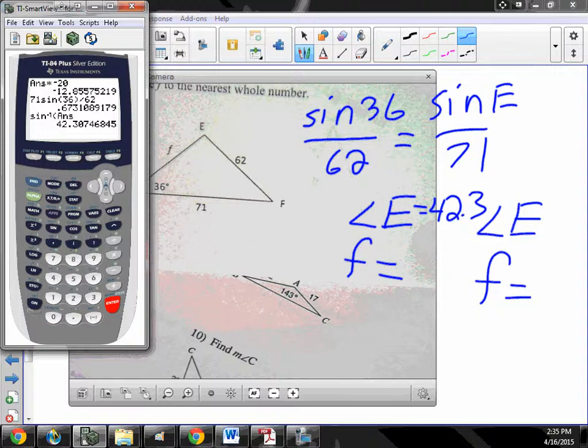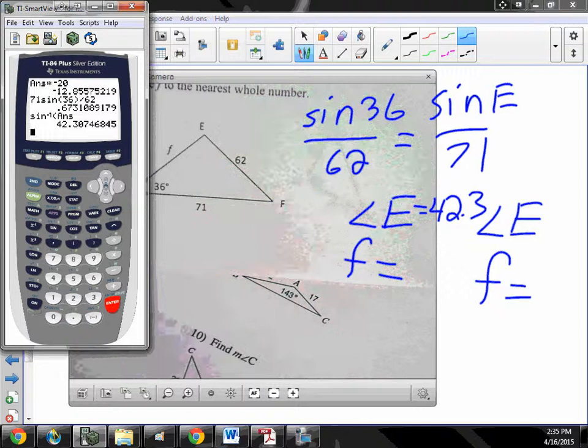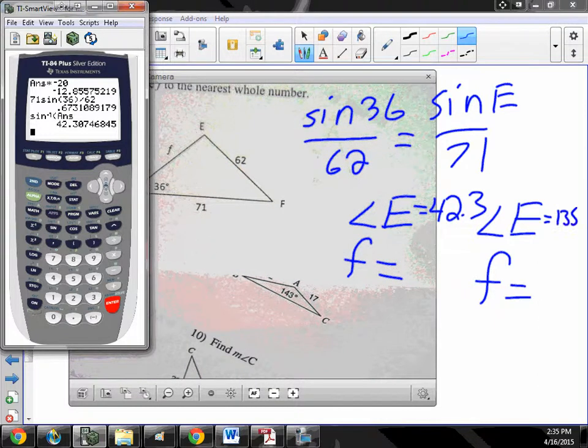Everybody understand that? Okay. How do you find the second E? It's the supplement of 42. So 180 minus 42, 138. Well, okay, 138, that's close enough. And then you use that angle to find F.